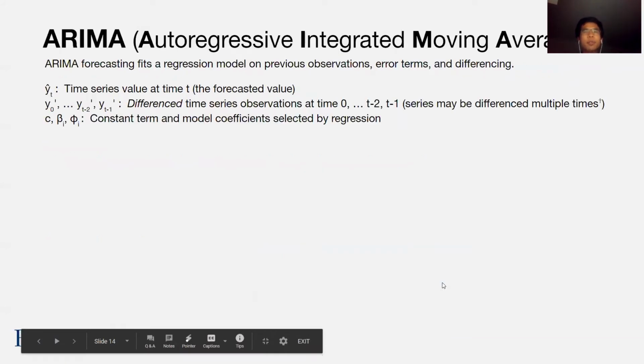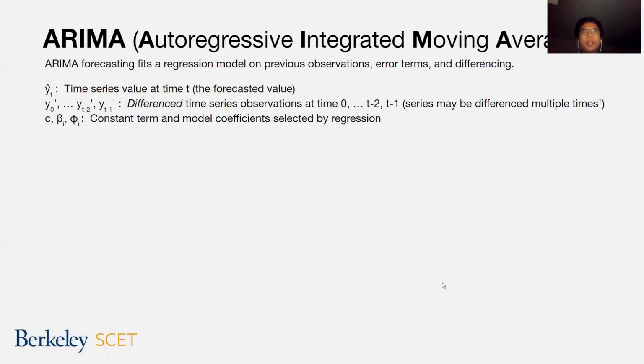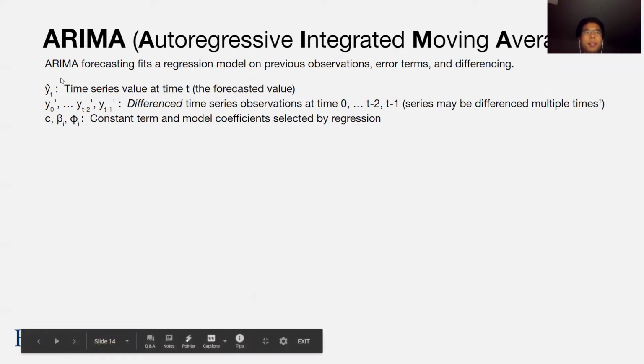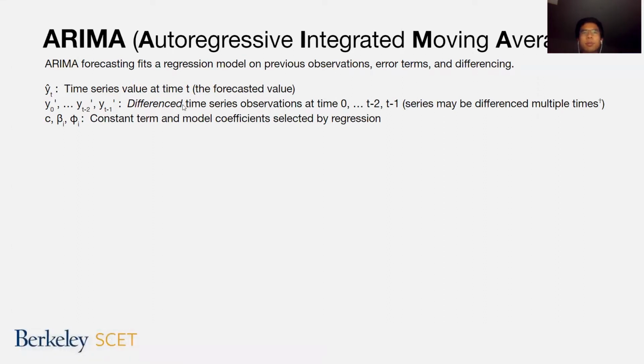Another approach to use when there's no seasonality and a very weak trend is something called autoregressive integrated moving average, short for ARIMA. The idea behind ARIMA is a fitted regression model that builds a model on previous observations, error terms, and differencing. It's a very complex model, so we're just going to go over a quick overview. We want to forecast the time series at time t. We have previous observations, and we're going to apply differencing to these observations before we build our model. We're also going to see these constants and model coefficients appear because, again, it is a regression model at the end of the day.